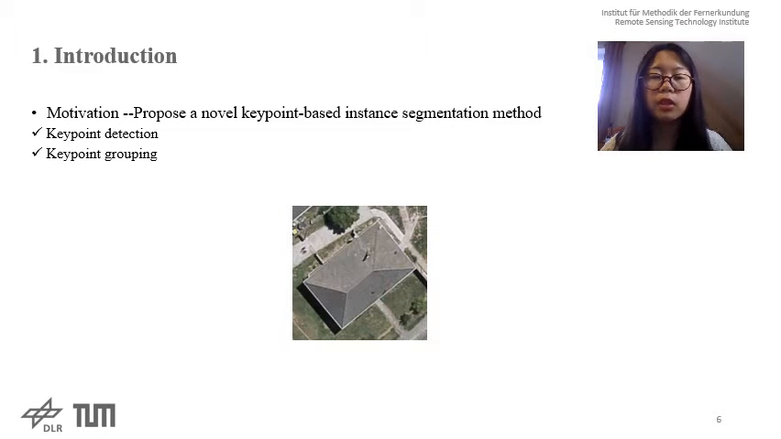And we have observed that buildings, such as man-made objects, have distinct corner points. These corner points can preserve the shape and structure of buildings. In this case, we propose a novel key point-based instance segmentation method, which first detects the key points and then groups these key points to construct the semantic mask of the buildings.